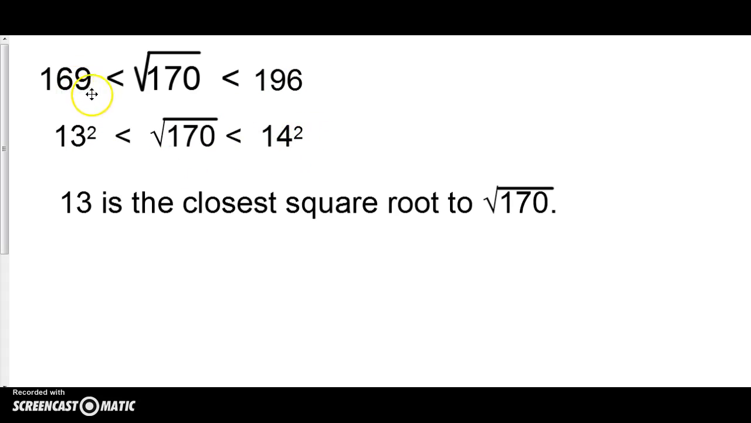And you'd think, oh, look, here they're only 1 apart, so I didn't even bother to make the number line. And you don't have to make a number line either, if you can tell right away it's closer. Here they're only 1 apart, and here they're 26 apart. So 13 is the closest square root to 170.